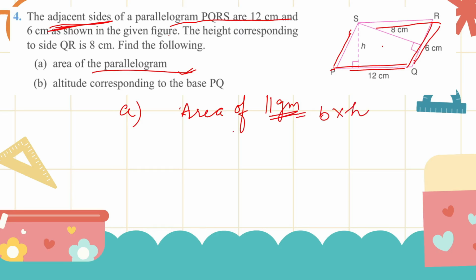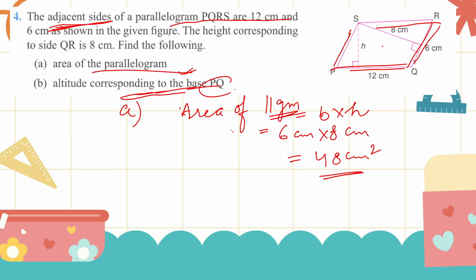Base into height. Now in this diagram, according to 6 centimeter, that is base, and height is 8. It means 6 8s are 48 centimeter square. That is the area of parallelogram. Now what they have asked in the second part, B part: altitude corresponding to the base PQ.